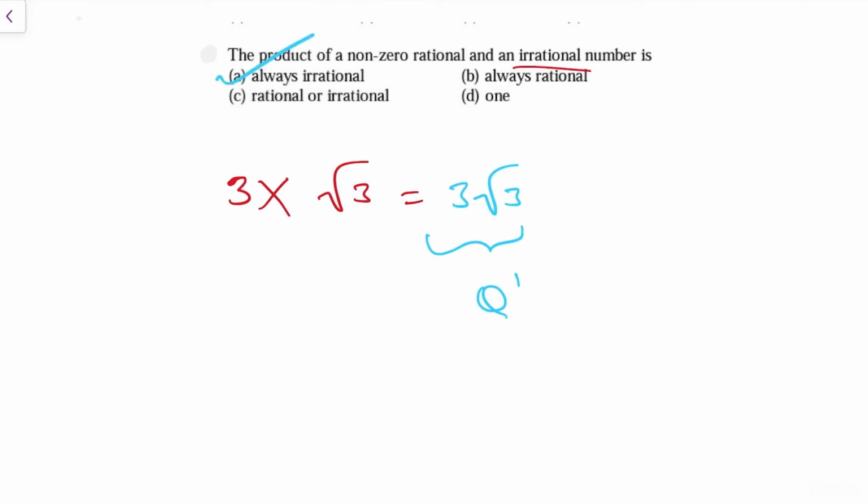Next, the product of a non-zero rational number and an irrational number. When I am taking a rational number, that is 3, and an irrational number, I am taking root 3. So 3 into root 3 is 3 root 3, which is an irrational number. So the product of a rational number and an irrational number is always irrational. So that is answer A. Next one.